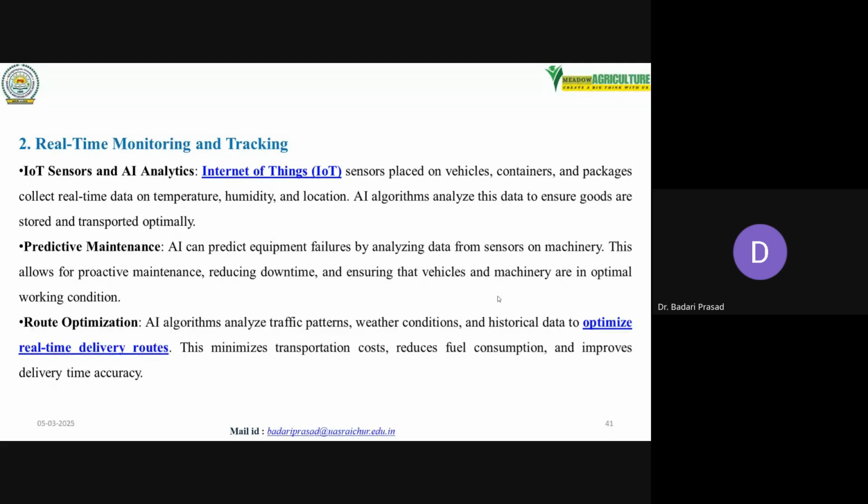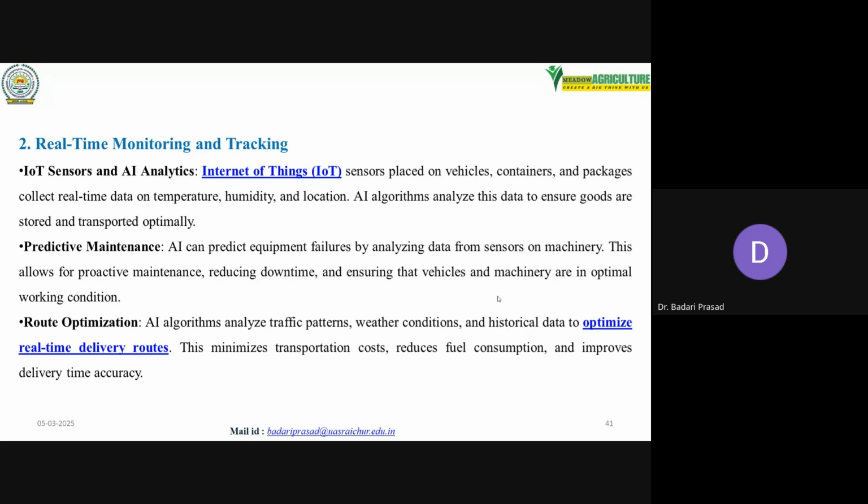So, predictive maintenance. Artificial intelligence can predict equipment failures by analyzing data from sensors and machinery. This allows proactive maintenance, reducing downtime and ensuring that vehicles and machinery are in optimal working condition. Then, very important in produce transportation, route optimization, one of the wonderful applications of artificial intelligence.